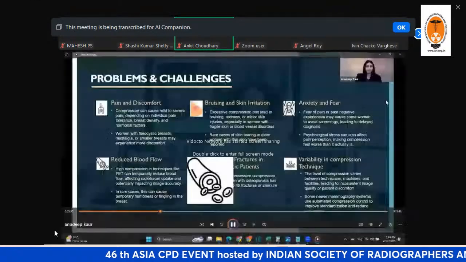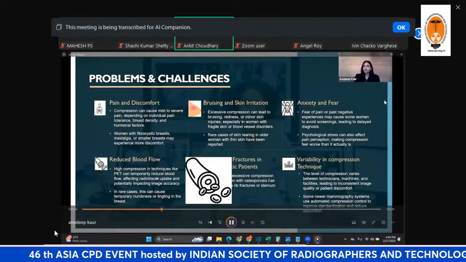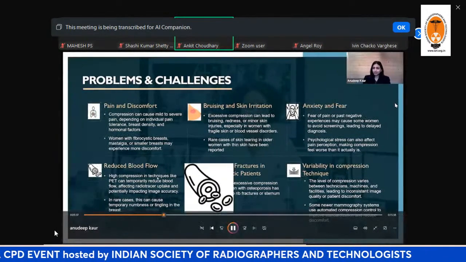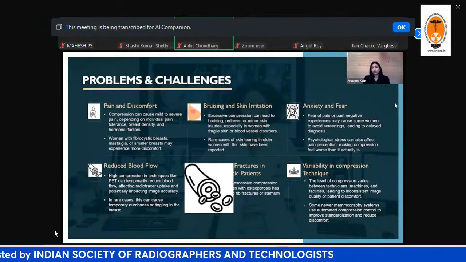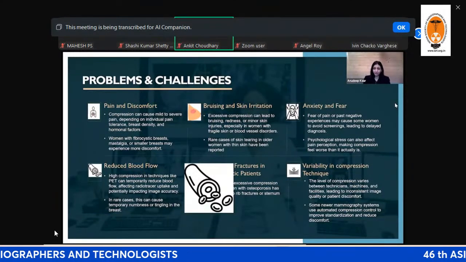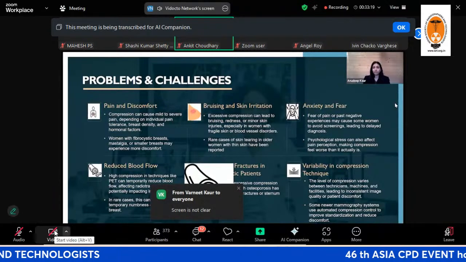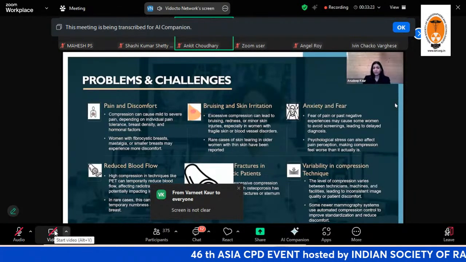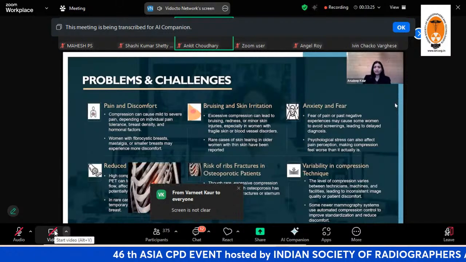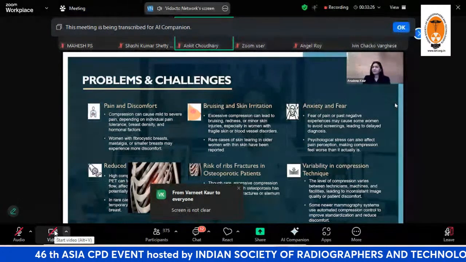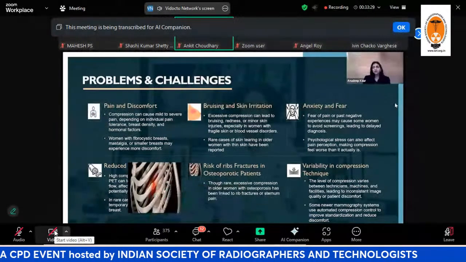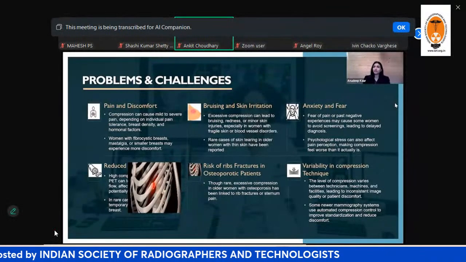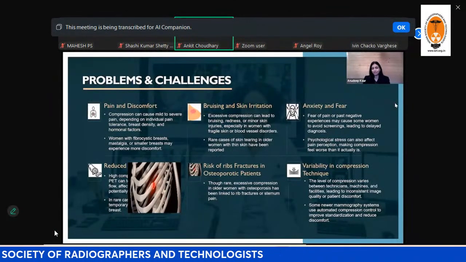Third, the reduced blood flow. Because of the high compression, at times we have reduced blood flow, and especially in techniques like PET, we need to make sure the blood flow is not compromised so that we can image the radiotracers. Another problem that we have seen is rib fracture. So there is a risk of rib fracture in patients that are osteoporotic, right, in elderly patients.